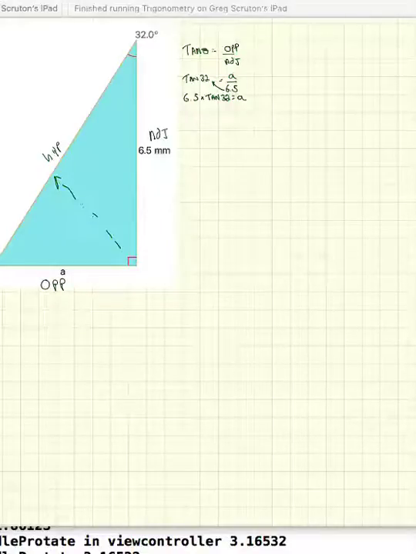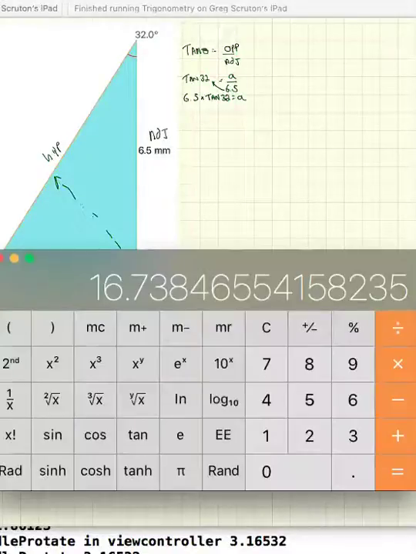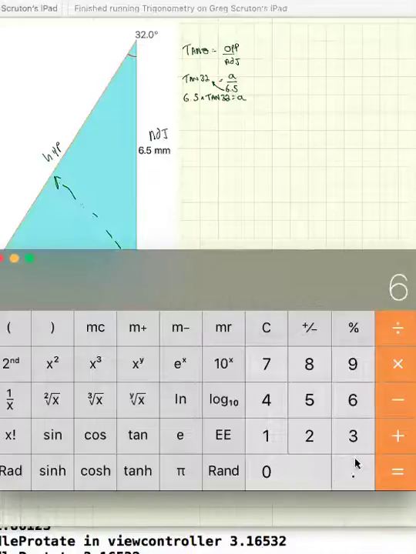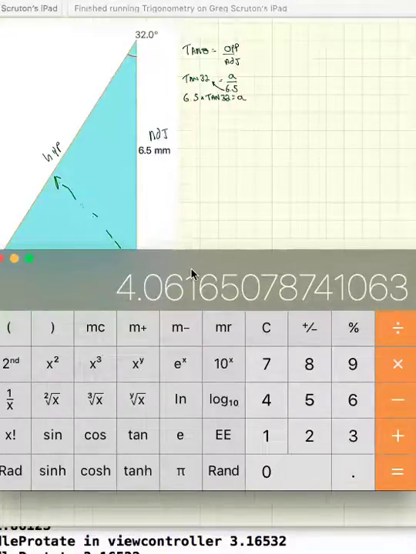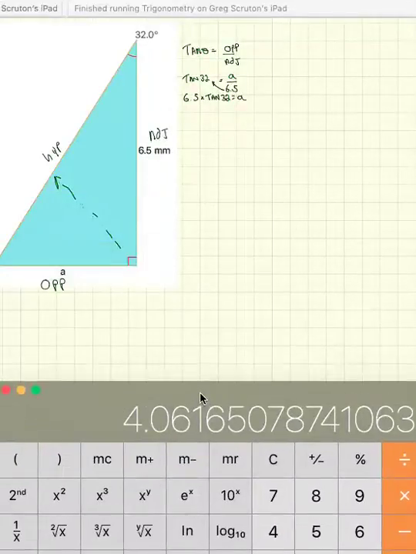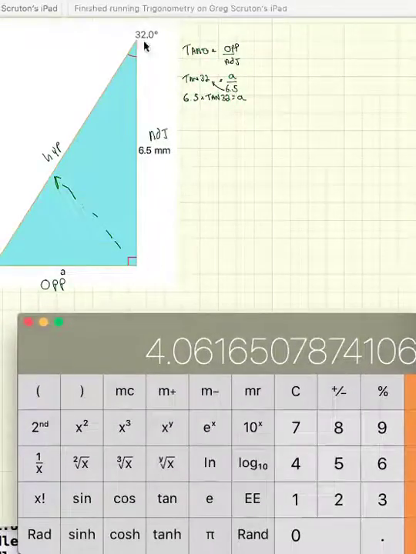Alright, so it's just handy dandy calculator time. So 6.5 times 32 tangent, like that, is equal to 4.062. Let's round it to that. Okay, let's see if that makes sense. If this is 6.5, this is going to be a little bit less. 4.06, that makes sense.